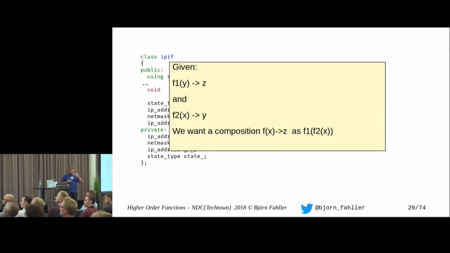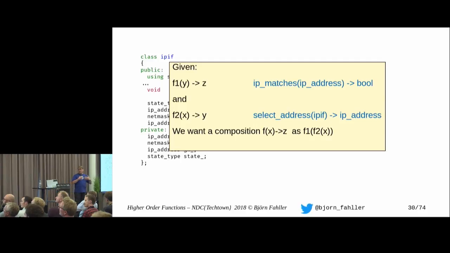If I have a function f1 that takes a y and returns a z, and I have another function f2 that takes an x and returns a y, I want to be able to compose these to get one function that calls f1 with the result of calling f2 with x. For example, if f1 now is IP matches and f2 is some select address function that, given an IP interface, returns its IP address. How can I do that?